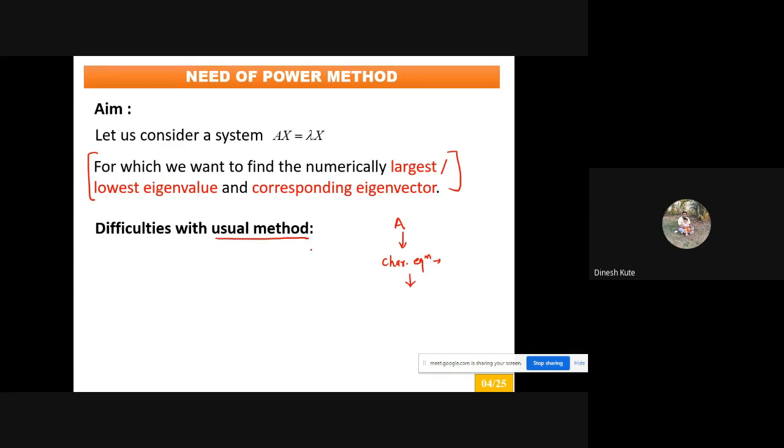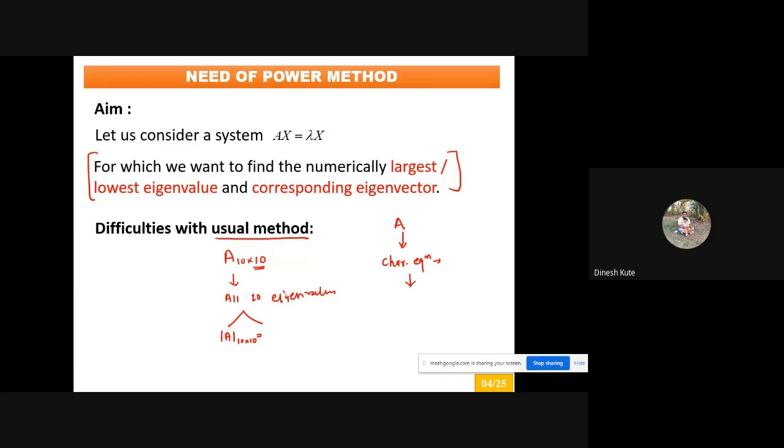But what is the problem with this analytical approach? If I increase the order of the given matrix, for example, if I consider a matrix of order 10 by 10, and our aim is to find the largest eigenvalue or the lowest eigenvalue of that matrix, then to calculate it we first need to calculate all these 10 eigenvalues. And to do this, we need to calculate the determinant of this 10 by 10 matrix. So this is the first major difficulty that you face with this usual method.